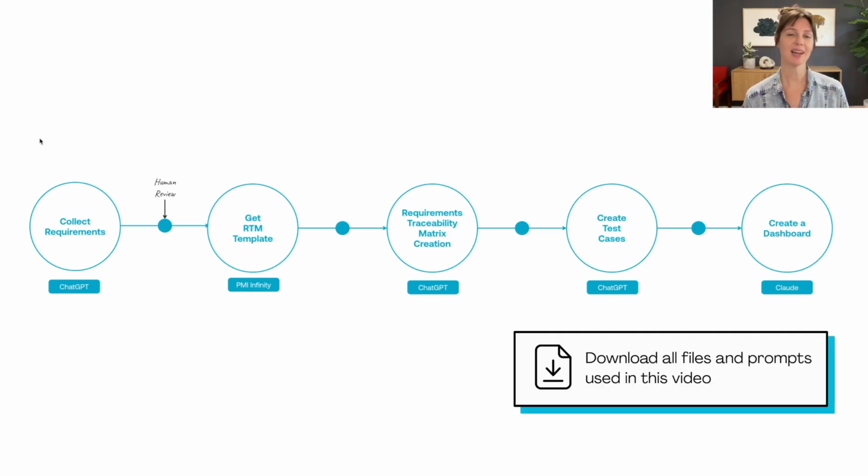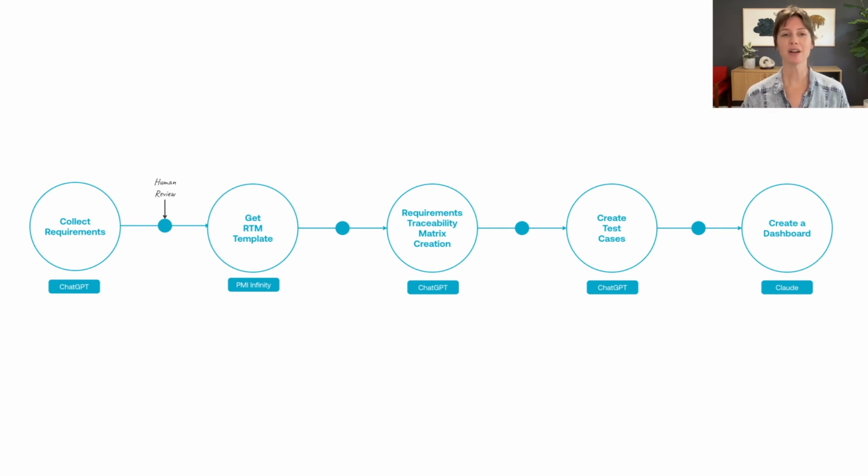Let's use AI to help us with the collect requirements process. This process involves gathering detailed requirements from stakeholders to ensure the project's deliverables meet their expectations. It includes defining and documenting project needs, features, functions, and performance criteria.